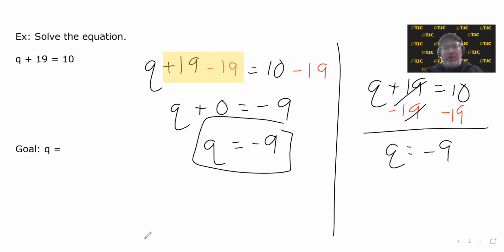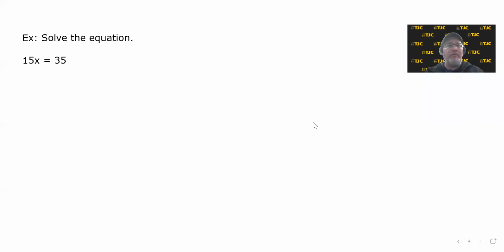All right, let's take a look at a multiplication equation. For example, let's solve the equation 15 times x equals 35. I assume that everybody knows, but it's worth reminding you that when you see a number adjacent to a letter side by side with nothing in between, the implication is that they're being multiplied. So something like 15x literally means 15 times x. So how do we get there?